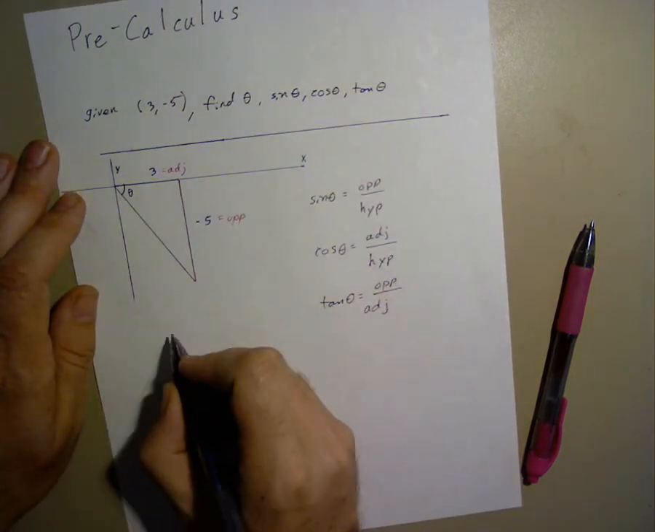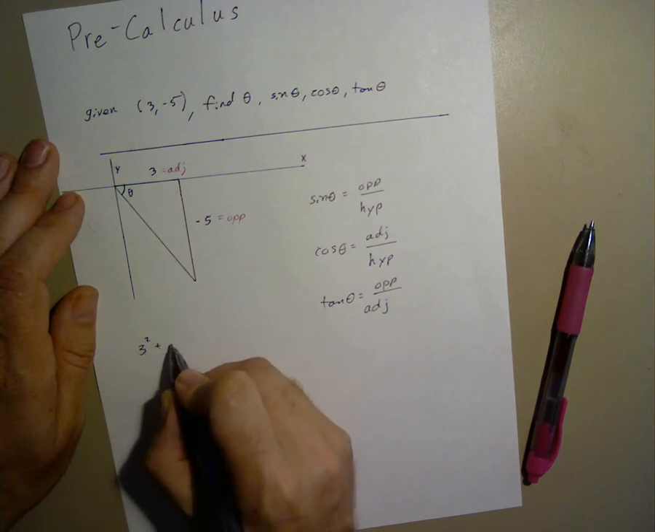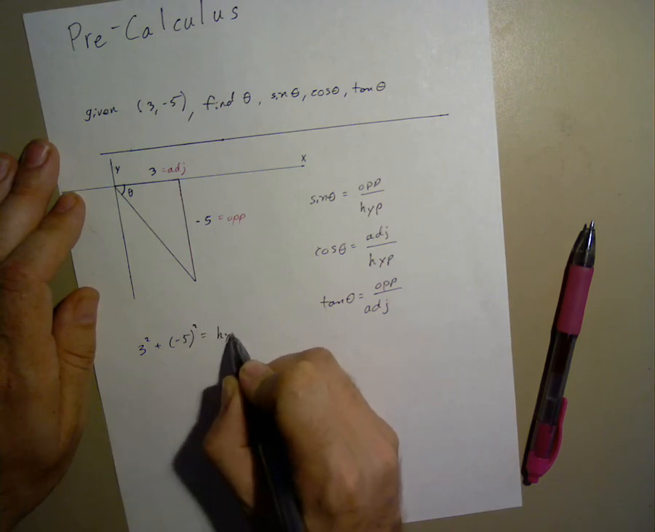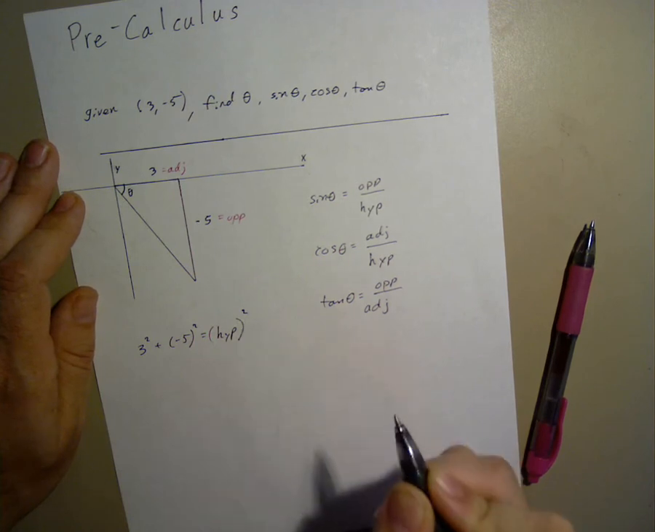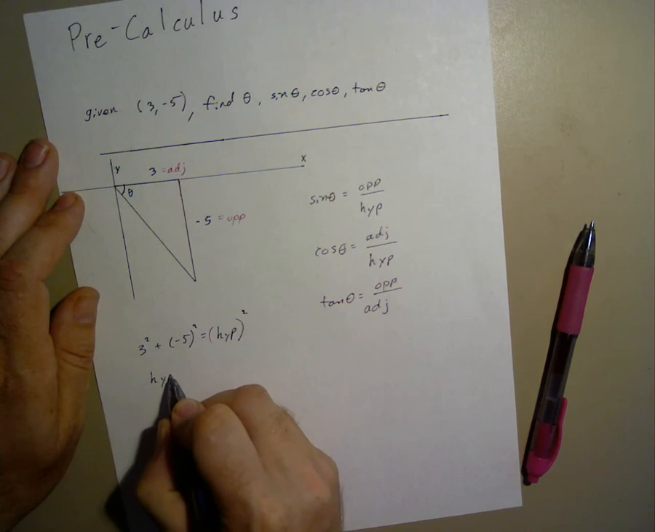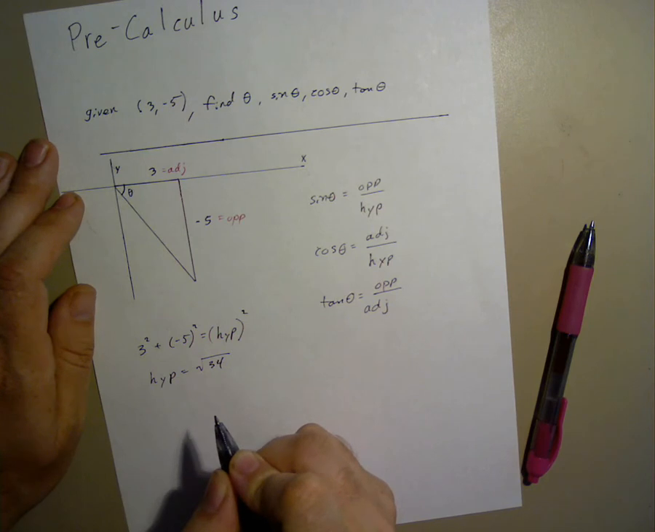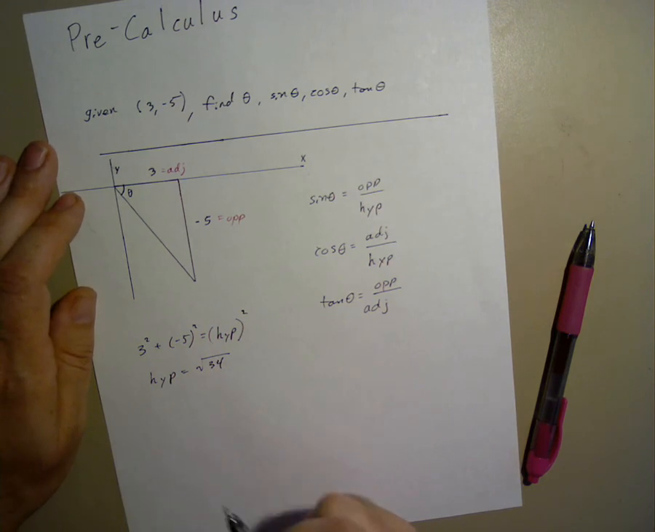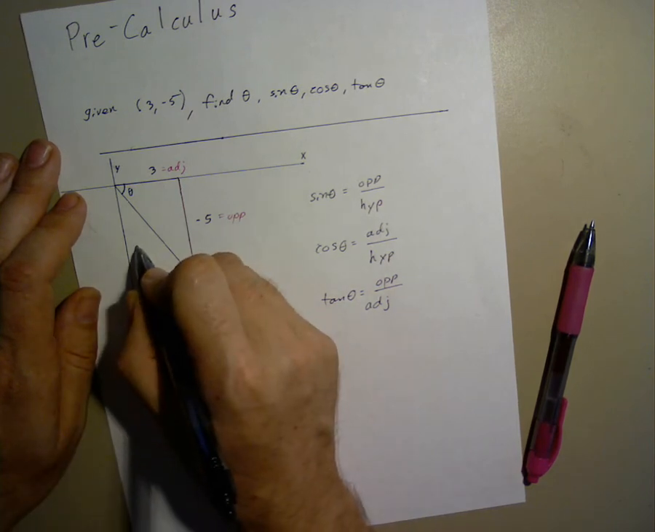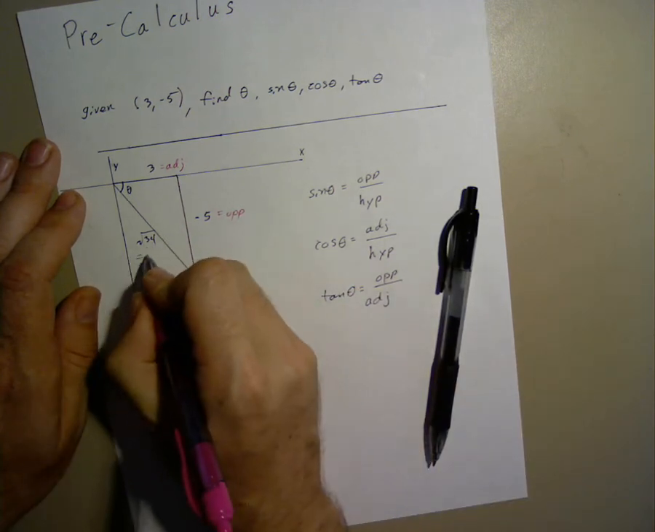The Pythagorean theorem says that 3 squared plus -5 squared equals the hypotenuse squared. If we work this out, we find that the hypotenuse equals the square root of 34, which is a little less than 6. So we can write square root 34 right here as our hypotenuse.